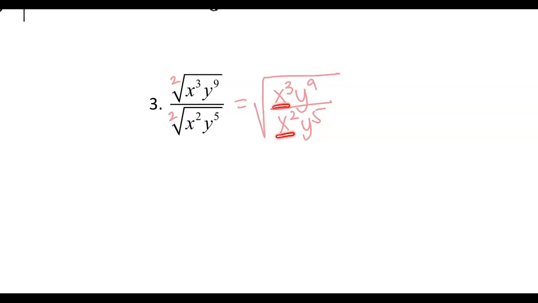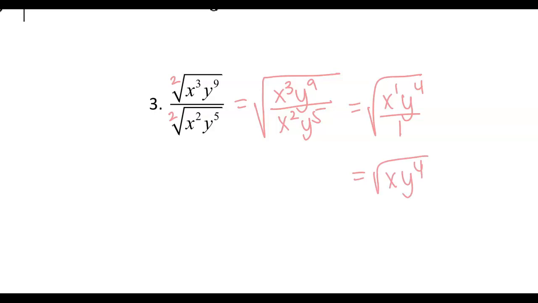Think back to Algebra 1. When you have bases that are the same and you're using the exponent rules, what would you do with these exponents? You would have to subtract them. So this is going to turn into x to the 1st power, because 3 minus 2 is 1, and then y to the 4th power. All of this is now over 1. There's no more denominator. So you can rewrite this as square root of x, y to the 4th.